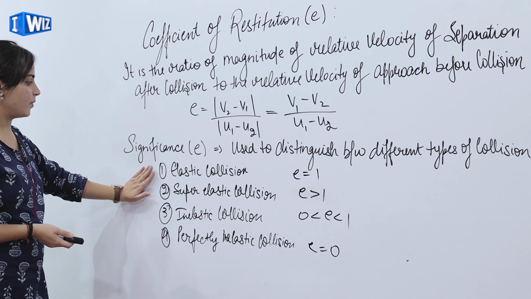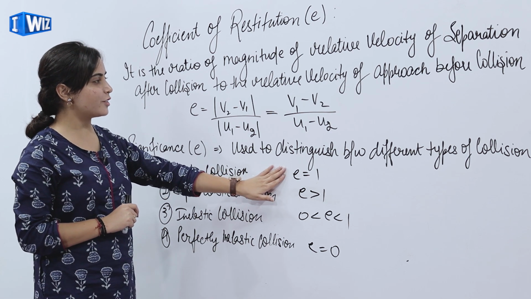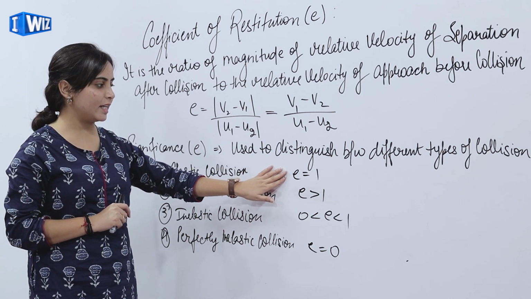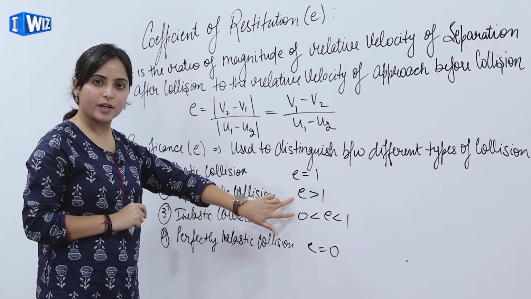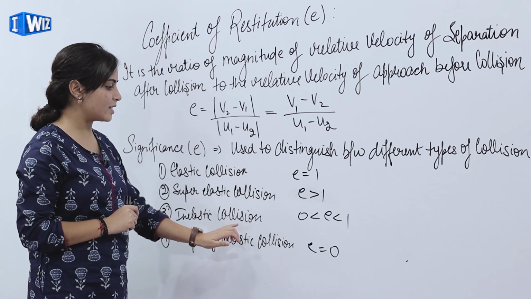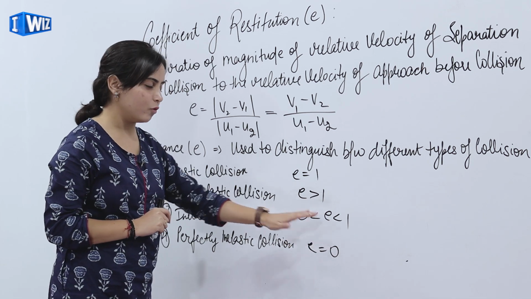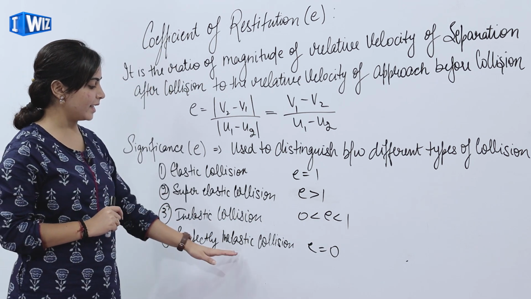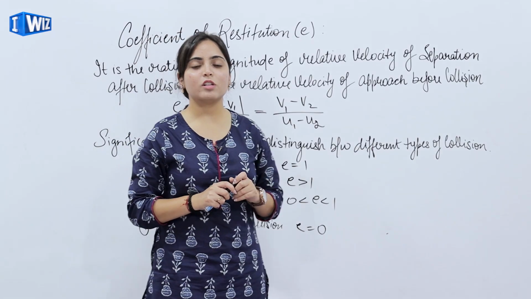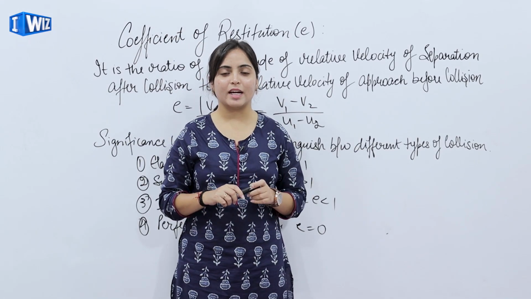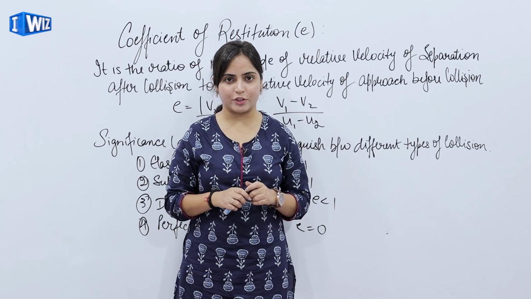It is used to distinguish between different types of collisions. For example, if there is an elastic collision, the coefficient of restitution will be 1, that is e equals 1. For superelastic collision, e will be greater than 1. For inelastic, e will lie between 0 and 1, that is, less than 1. And for perfectly inelastic collision, e will be 0. So this was all about collisions: elastic collision, inelastic collision and coefficient of restitution.